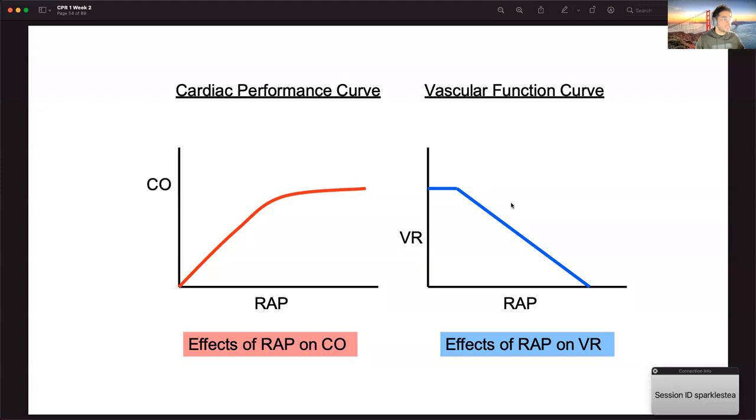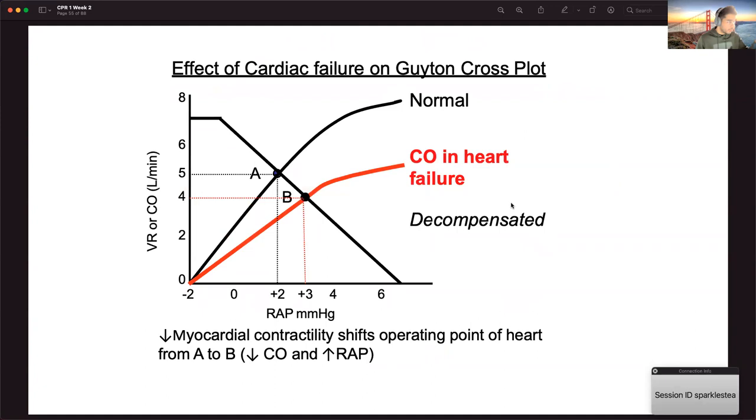Effect of cardiac failure on the Guyton cross plot. Go through this process, run through it step by step. This is your normal function curve, right? Look, we're at +2. Now your heart has failed, okay? So what's going to happen? It's not functioning at its optimal capacity. So the cardiac function curve moves downward. Your venous system still hasn't compensated yet. So the venous return is going to be less, right?